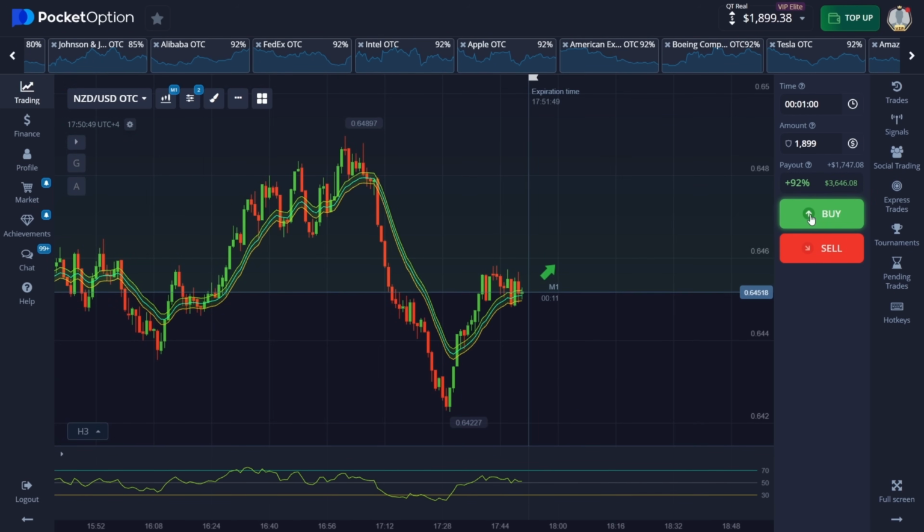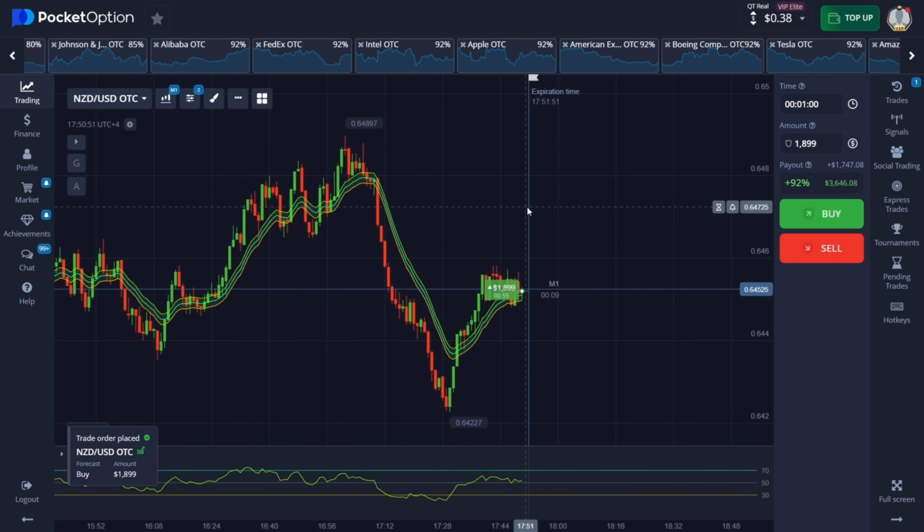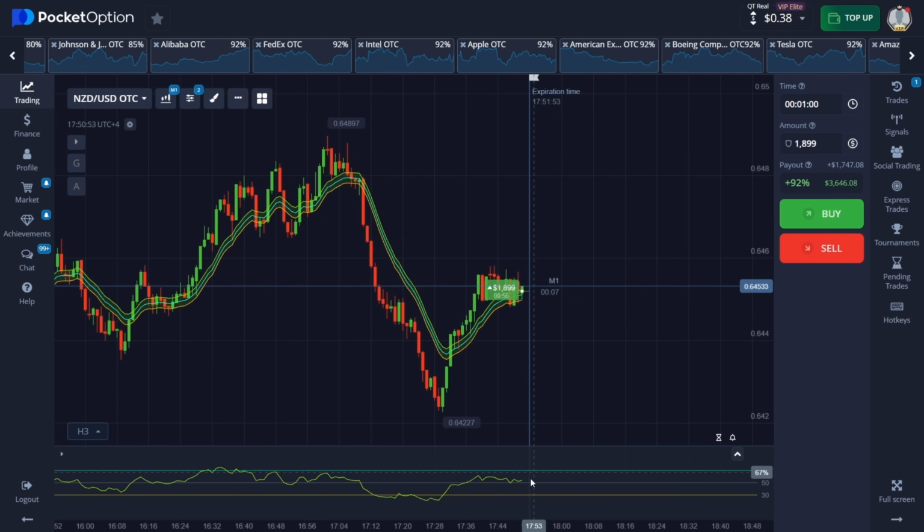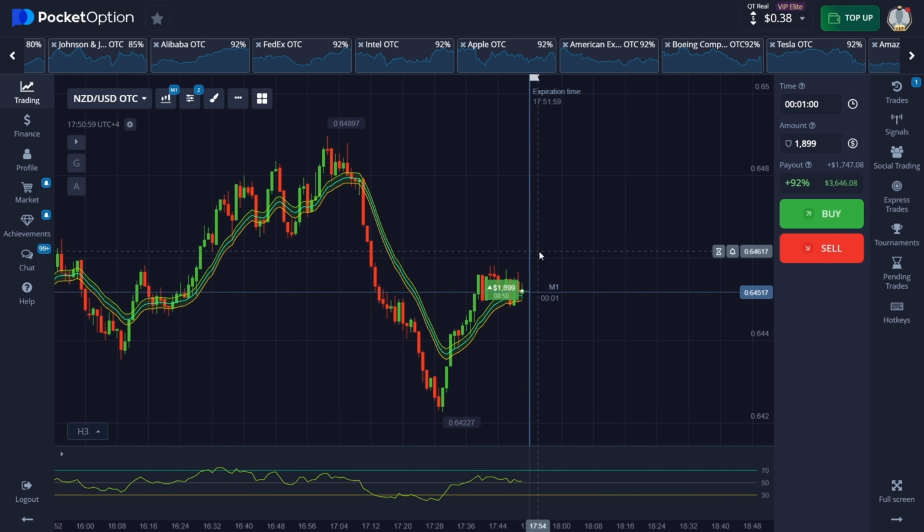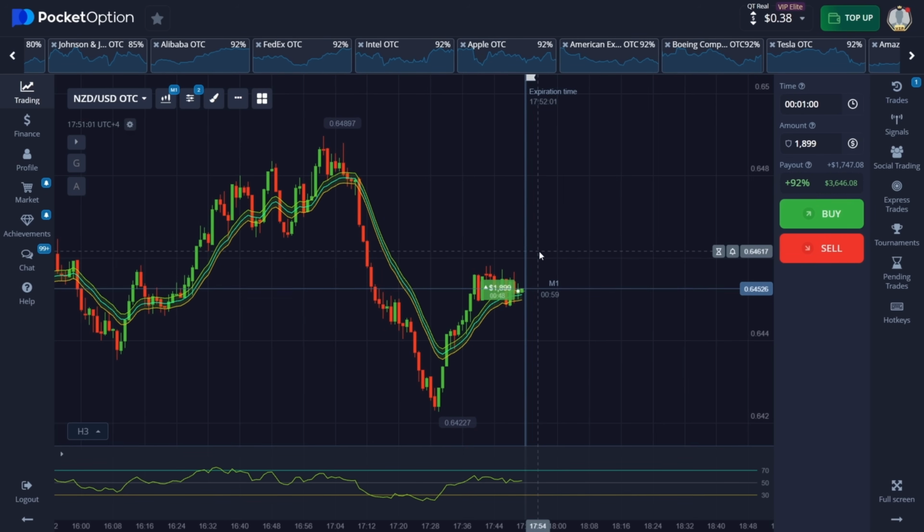On NZD/USD, we have a trade for the upside move, so I placed a trade for the upside move worth $1,899. As you can see, the candle closed near the envelope level and the RSI line also touched the 50 level. That's why I took this trade for the upside move.